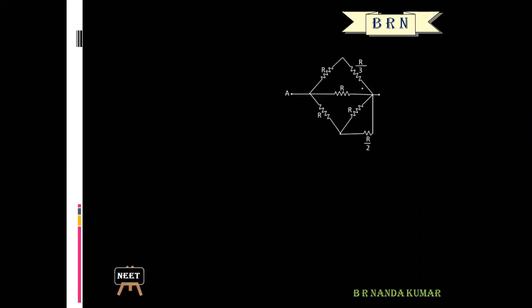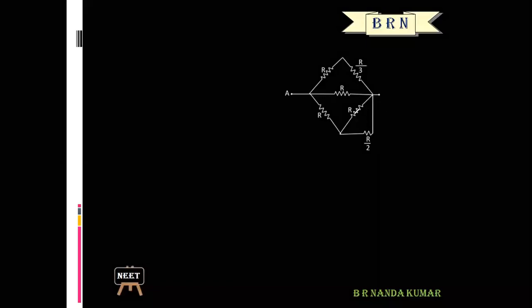Now look at the simplified circuit here. This one has resistance R by 3. This one also has resistance R by 3. R by 3 and R are connected end to end. The resistors are connected here end to end, that means they are connected in series. So if the resistors are connected in series, what is the effective resistance? That is R1 plus R2.